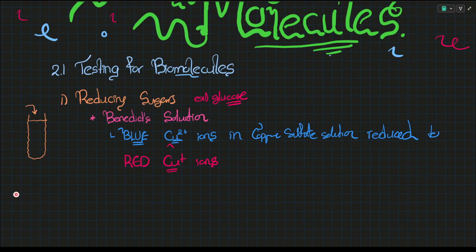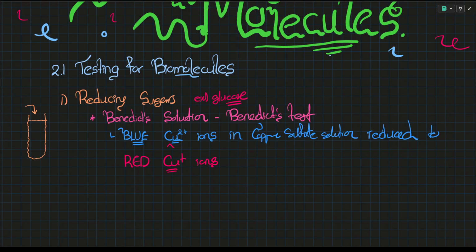If you don't have a reducing sugar, they are not going to get reduced, so there will be no color change. This is known as the Benedict test. We're adding Benedict solution for the Benedict test. That is possibly one of the worst handwriting. Benedict's test.